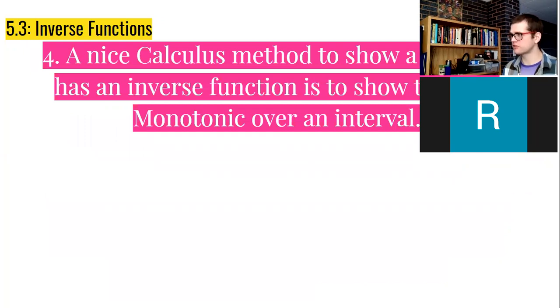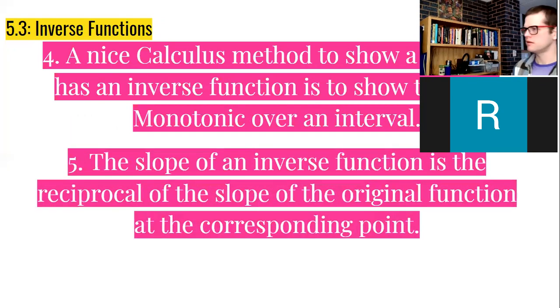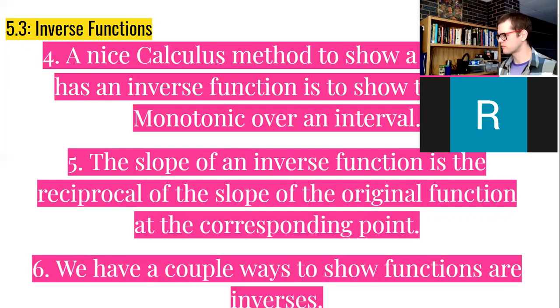So number 4, a nice calculus method to show a function has an inverse function is to show that it's monotonic over an interval. That's something I'm going to spend more time talking about. 5, the slope of an inverse function is the reciprocal of the slope of the original function at the corresponding point. That also requires a little bit more, and we'll talk about that in a sec. And the last thing, we have a couple ways to show functions are inverses.